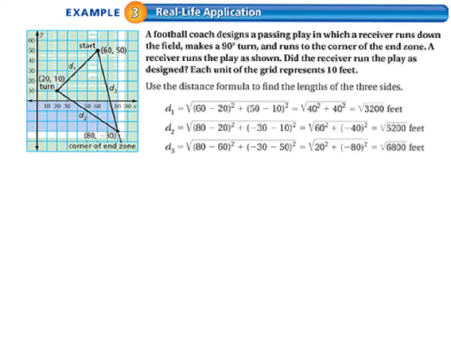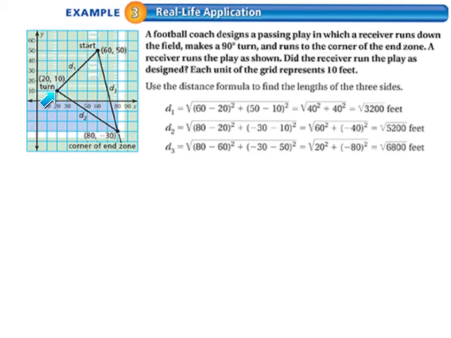So a football coach designs a passing play in which a receiver runs down the field, makes a 90-degree turn, and runs to the corner of the end zone. A receiver runs the play as shown. So if you look to the left, there is a graph here. It shows us that the receiver starting right here where my arrow is, that's at the point 60, 50.